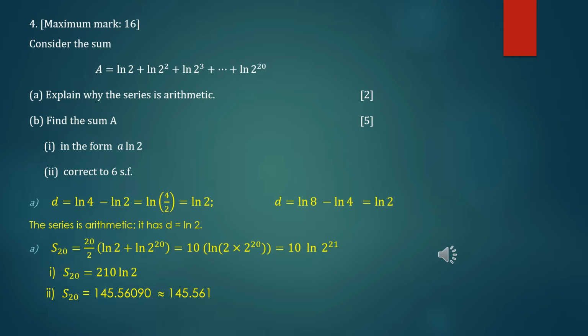Next, we find the sum of A correct to 6 significant figures. So we simply multiply 210 by ln 2 and we get the decimal equivalent. But we have to express our answer as the problem requires, and that is 6 significant figures. Our final answer is 145.561.